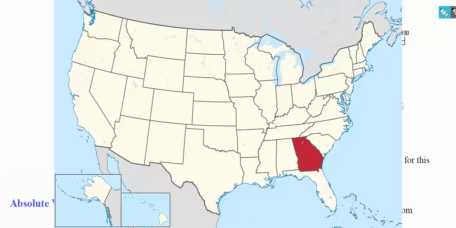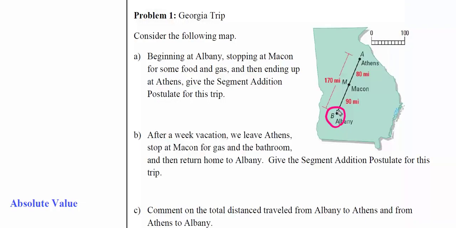Then let's consider a trip through Georgia. We'll start off here in Albany with a B, and we're going to go ahead and get some food and gas at Macon. So that distance can be represented by the line segment BM. We then leave Macon and end up in Athens. That smaller line segment can be represented by MA.